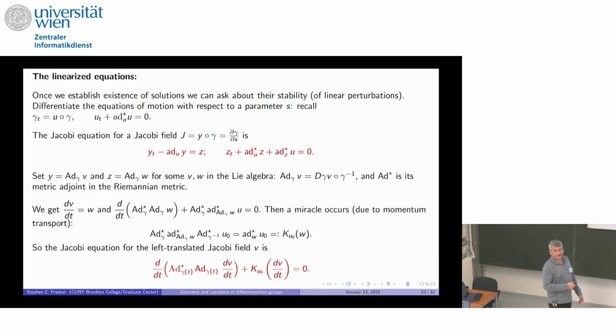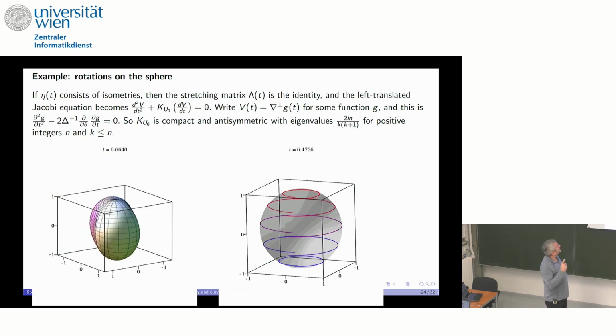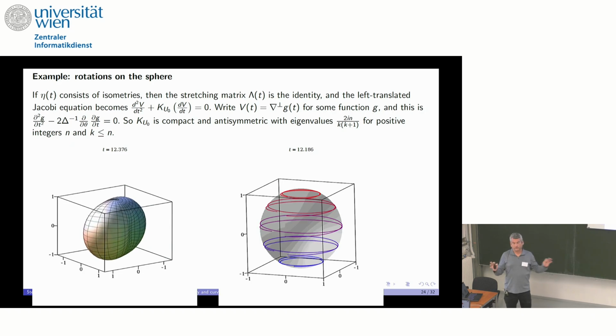The only time I know how to solve this equation is when gamma is a family of isometries, which will make this the identity, and then it's all constant coefficients. Operator equations, very trivial. The only time I know how to get an explicit solution. So finally, another picture. Here's what a Jacobi field looks like along a fluid.